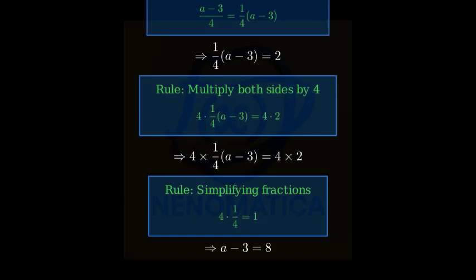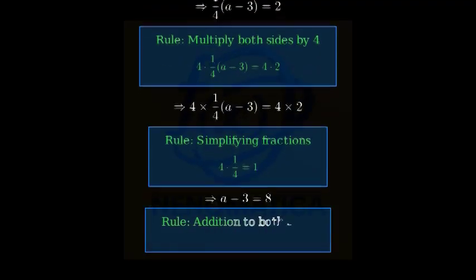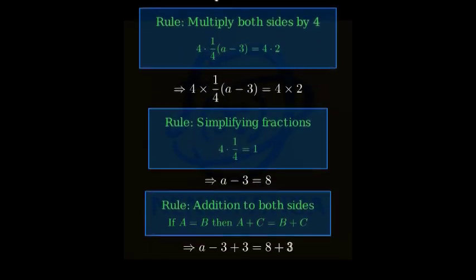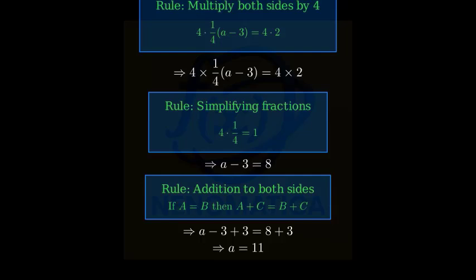A equals 11. Both methods are valid approaches to solving this first-degree equation, and they both lead to the same correct solution. Let's summarize what we've learned about solving first-degree equations.